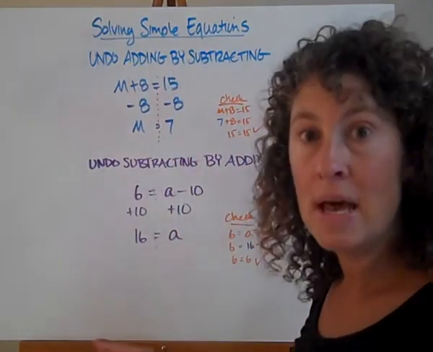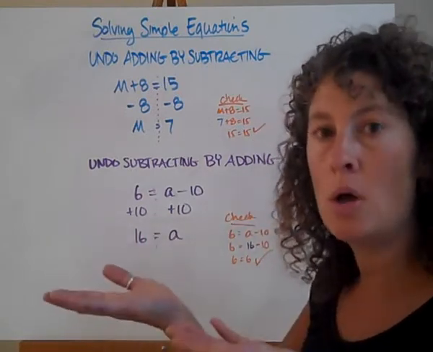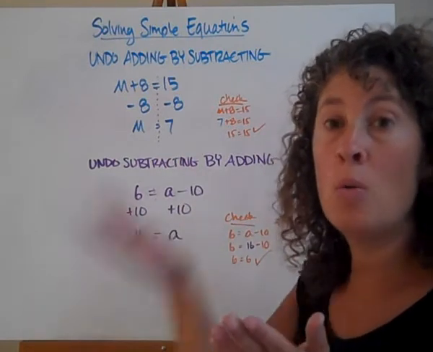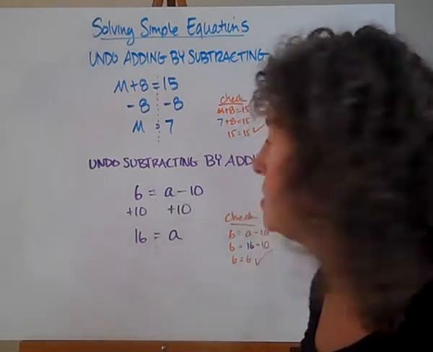Whatever we do to one side, we have to do the same thing to the other side to keep them balanced. It's just like a seesaw. If I have two people on a seesaw and they're equally balanced, if I take one off, they won't be balanced anymore. If I take them both off, they will still be balanced.